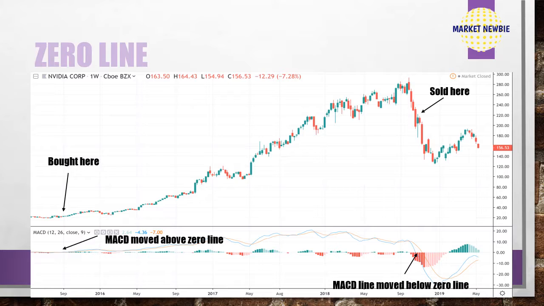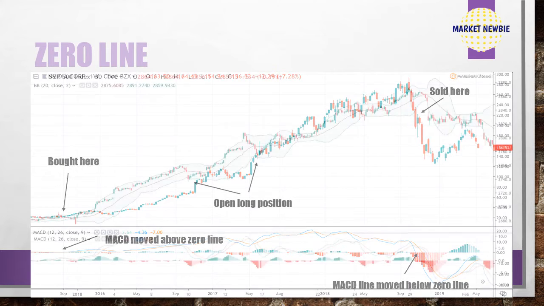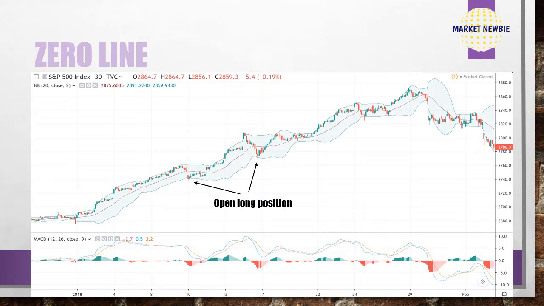You won't buy it again until the weekly MACD line moves above the zero line. Still remember our previous example when we talked about Bollinger Bands? We wanted to combine with MACD to find an exit point. The answer is to use the rule that we just talked about here. You should keep the position until the MACD line drops below the zero line, as represented in the figure.